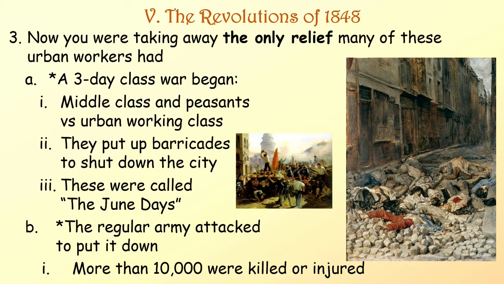And so a 3-day class war began. Middle class and peasants versus urban working class. They put up barricades to shut down the city, and these were called the June Days. The regular army attacked to put it down, and more than 10,000 were killed or injured.